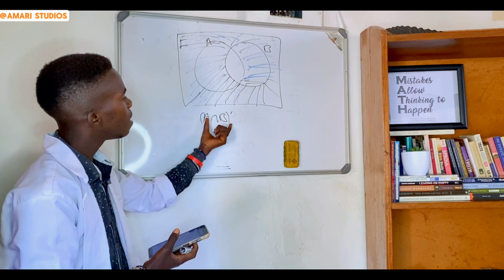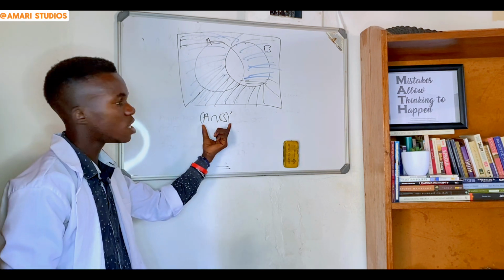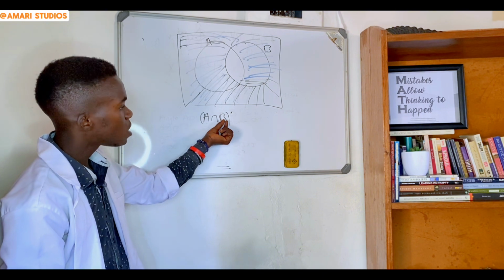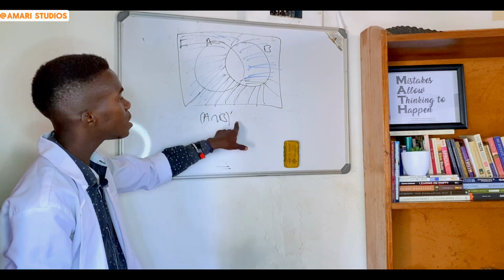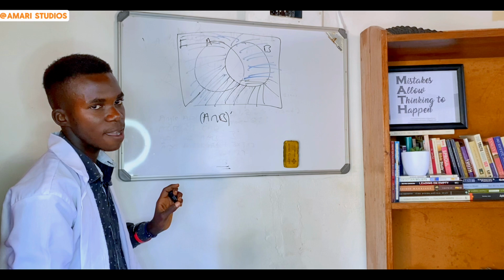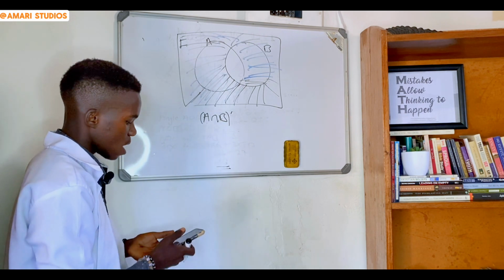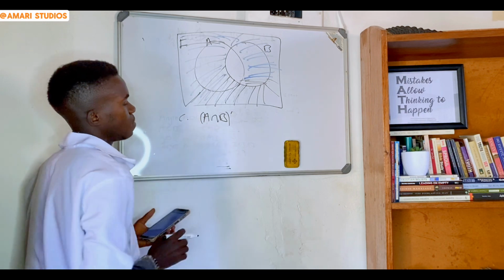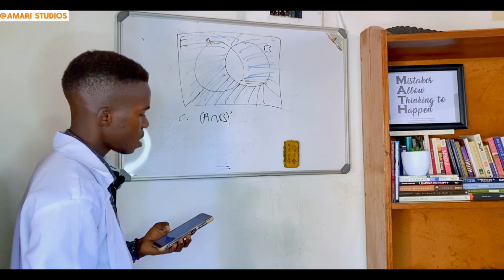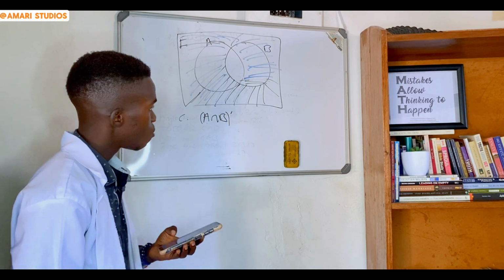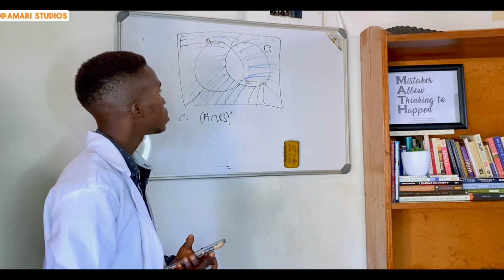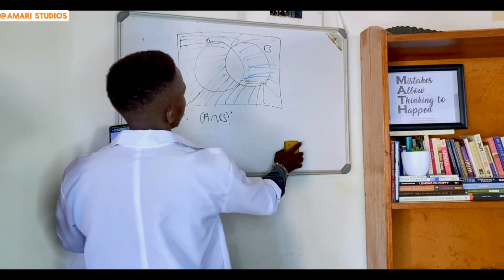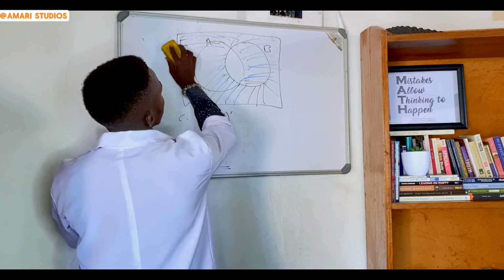So our answer for describing the shaded region is supposed to be (A intersection B) complement. According to our question, the answer was C. Then we move to the next question without wasting much of our time. Let's move to the next question.